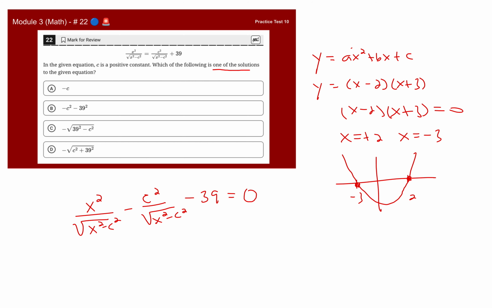So what we can do is set y equal to this, just like over here you set y equal to this. And when you set y equal to this, the solutions are the x-intercepts. So let me write that down. Let me erase this piece right here. And I'm going to write: solutions are the x-intercepts.